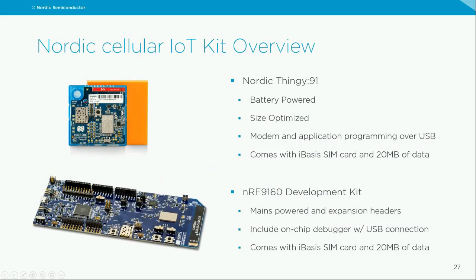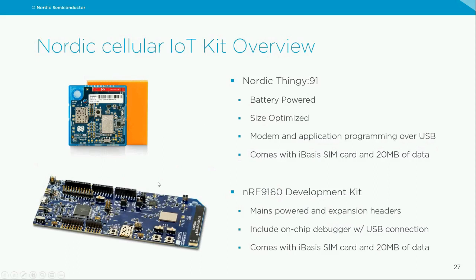And then we have the 9160 development kit, which is mains powered, but also has expansion headers. So it's more powerful if you wish to do your own development on the hardware side and connect some specific sensor, connect a host, and things like that. This also includes an on-chip debugger with USB connection directly on the PCB. So here you can do not only programming of the modem and the application, but also on-chip debug as you develop your application. So it's a more powerful developer platform versus the Thingy 91, which is a powerful evaluation platform or prototyping platform.